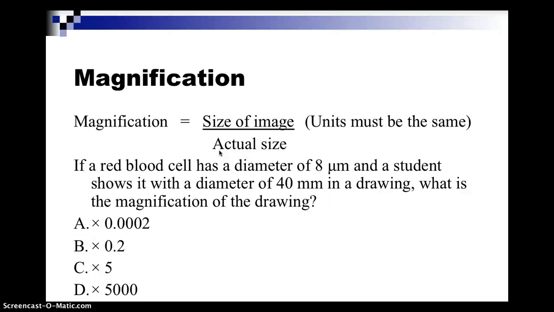The last thing I want to make sure we understand about cells, because we're talking about things that are too small to be seen just with your eyes, is what magnification means. Magnification is the size of the image divided by the actual size of the specimen. And in order to do magnification calculations, you've got to make sure the units are the same. So in this example here, which comes from an old IB biology exam, they're saying that the actual diameter is 8 micrometers, but the student has drawn it with the diameter being 40 millimeters.